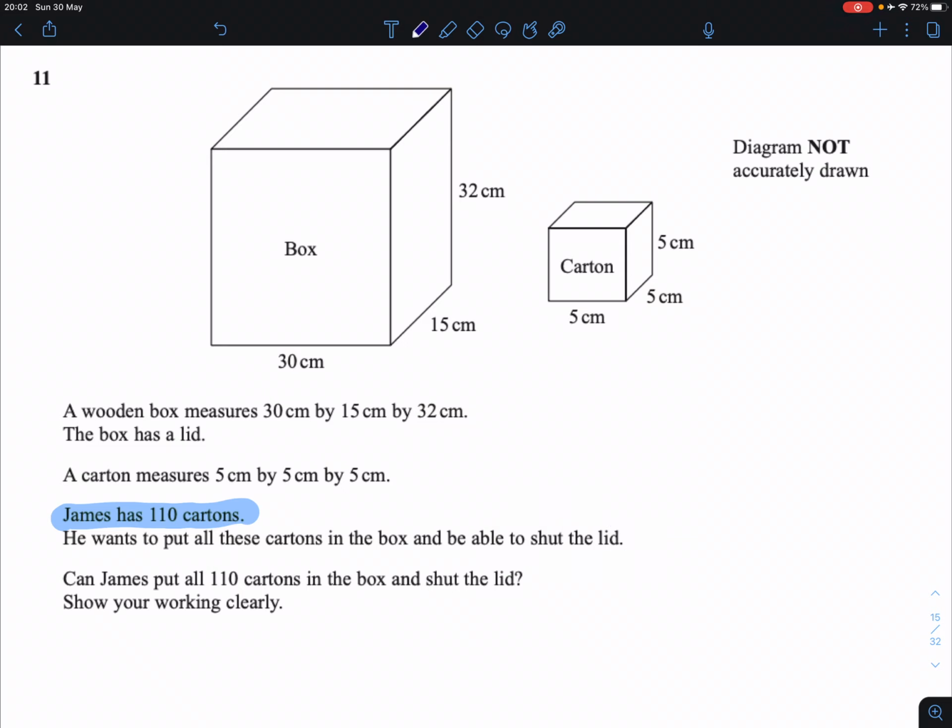There can be space on the inside, but it can't take more than the space that's allowed here. So 110 of these cartons need to fit in. Can James put all 110 cartons in the box and shut the lid?